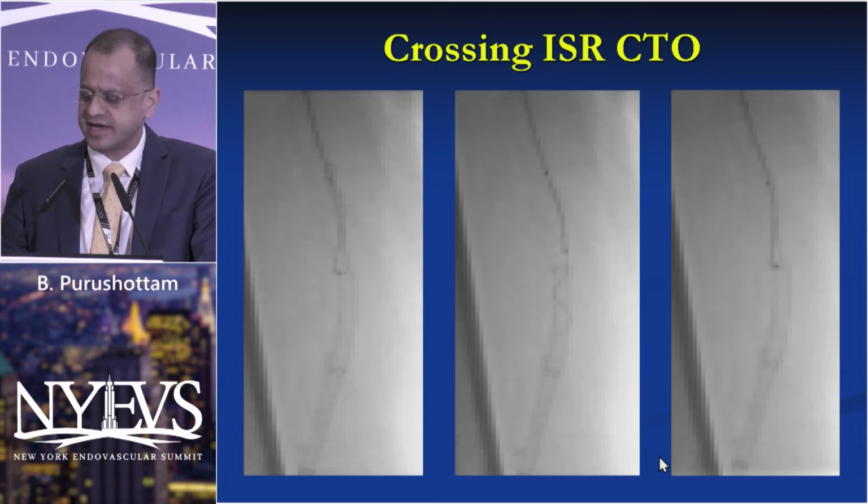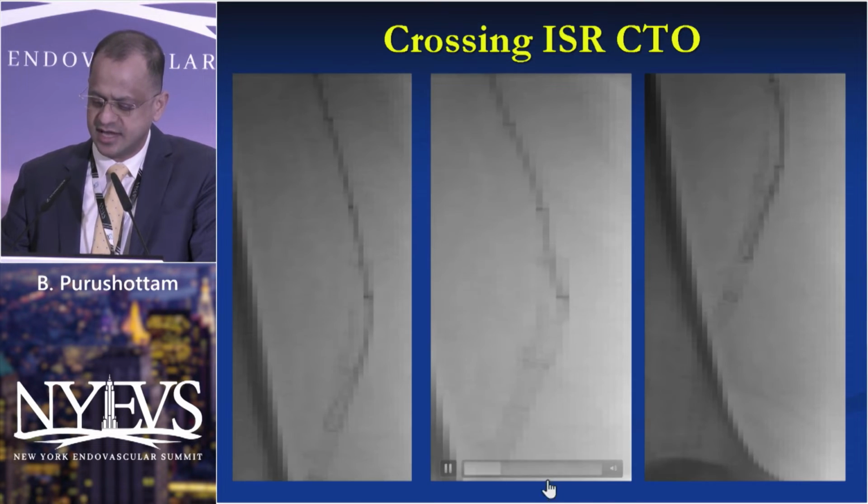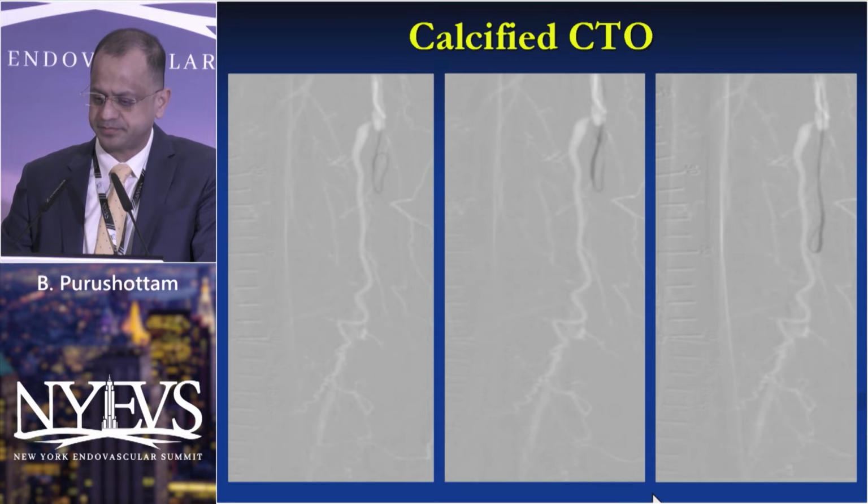And when crossing ISR CTOs, it's very important that when you enter the stented segment, you're inside the lumen, so make sure you take a few orthogonal views. And again, same technique, I'm sorry about the pictures, with the loop.